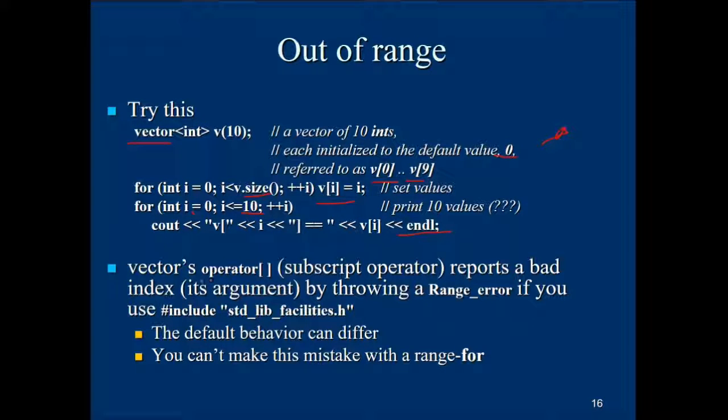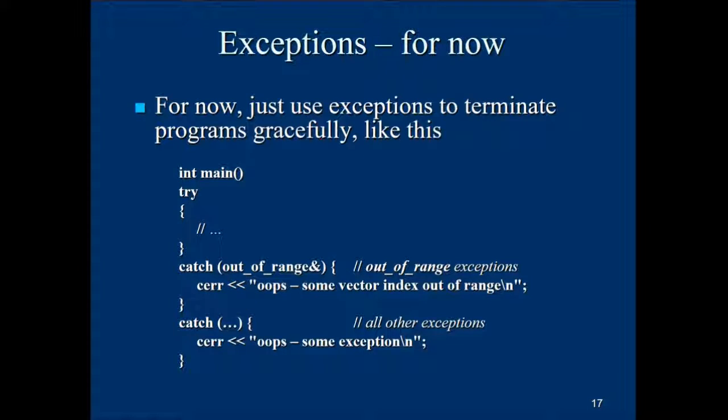So the vector's subscript operator reports a bad index argument by throwing a range error. If you include the standard library facilities, when this kind of error comes, the library will help you. So the default behavior can differ. You can't make this mistake with a range for. So for now, just use exceptions to terminate your program gracefully and peacefully. Like this, you can use try, catch out of range, and you can give some cerr output, and the statement of your choice.